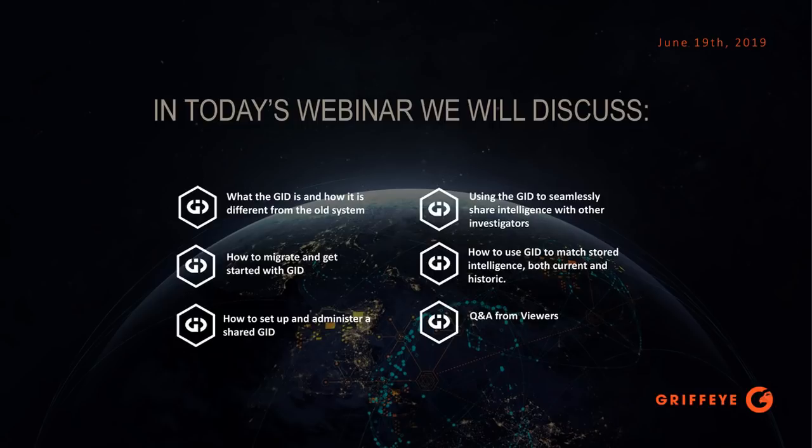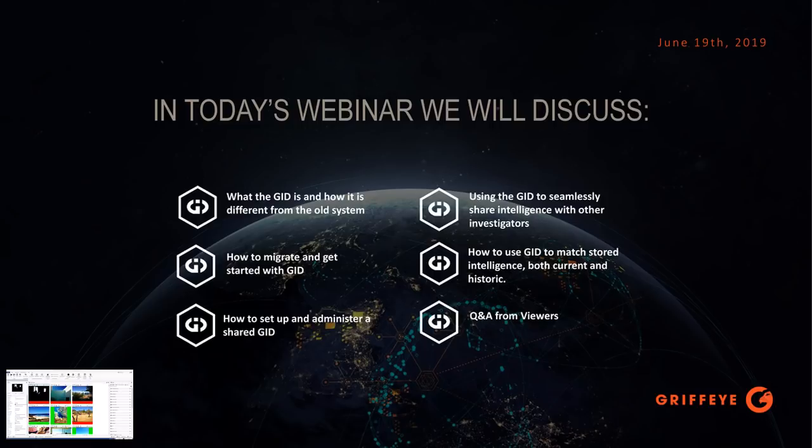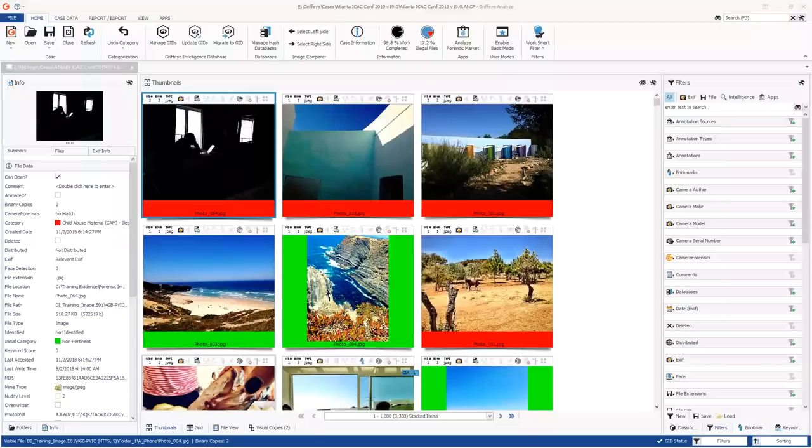Now, realize this is the first iteration of the GID. This is version 19.0. So there are features. There's a lot of feature requests that are still coming in. People are interested in, can it do this? Can it do that? And they're all in the roadmap. But we still want to hear what you have to say. So if you have a request about something in particular, please let us know. All right, without further ado, let's jump into the program and take a look at the GID.